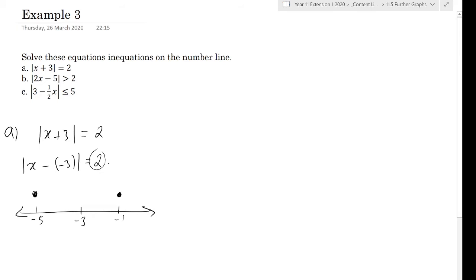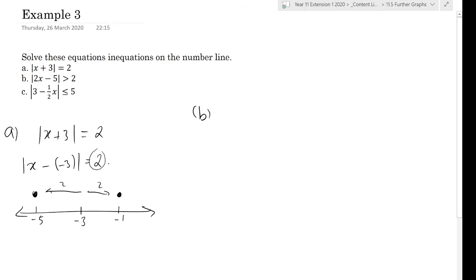And we can test that too by putting them in. So if I put minus 1 into here, we get minus 1 plus 3. Okay, minus 1 plus 3 is 2, so the absolute value of 2 is equal to 2. If I put minus 5 in there, I get minus 5 plus 3, which is equal to negative 2, and the absolute value of negative 2 is equal to 2. But basically what we're doing is saying, we want to find out what is 2 away from negative 3. What are the values that are 2 away from negative 3? Okay, so we know that it's negative 1 and negative 5.